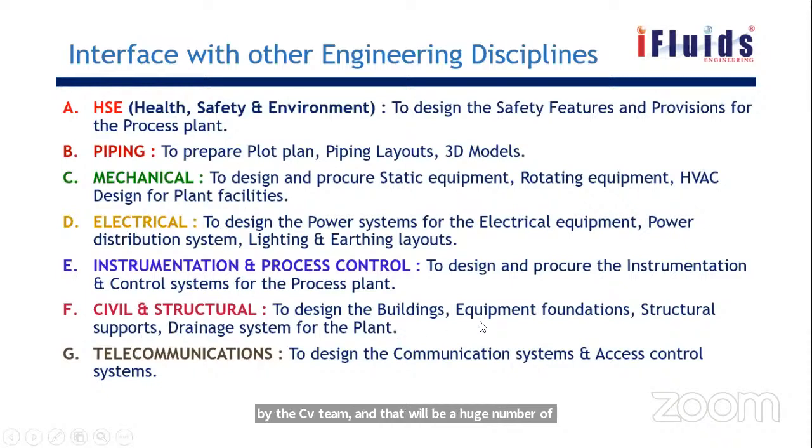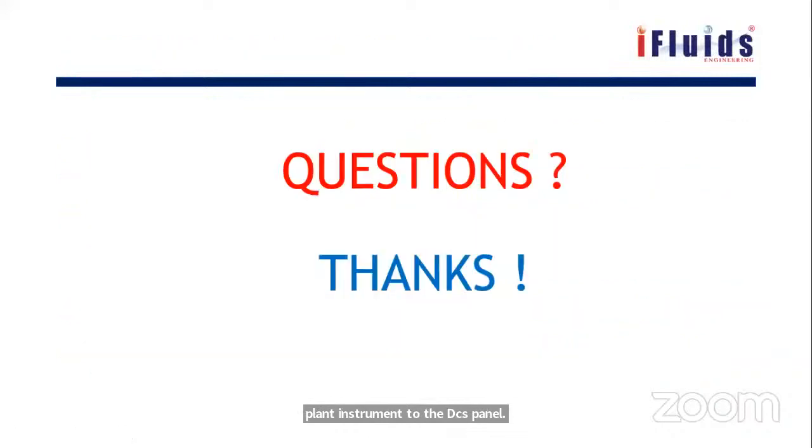So pipe racks, and then the outside plant pipe racks, all those things will be taken care of by the civil and structural team. And the telecommunication team is the team who support the communication from the operation team to the DCS team. There will be huge communication involved in a plant. That means from person to person and from the plant instrument to the DCS panel. So all those things will be carried out by the communication team.